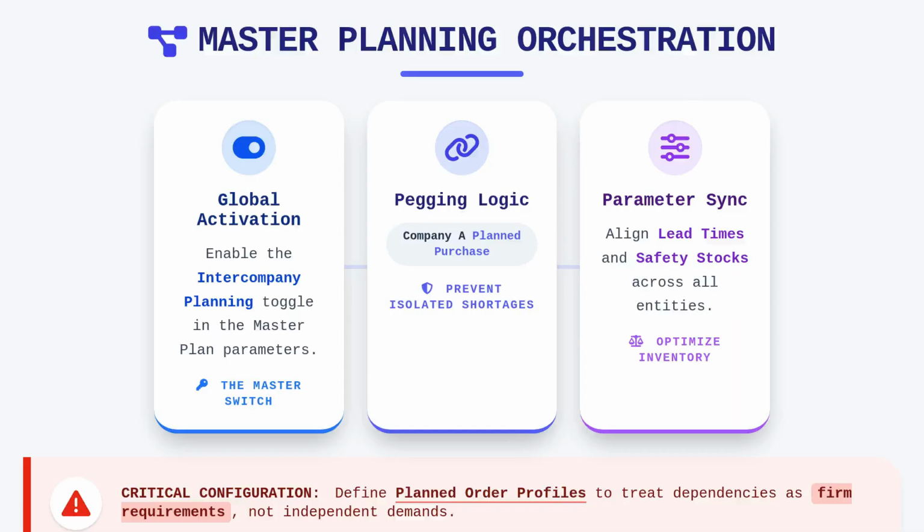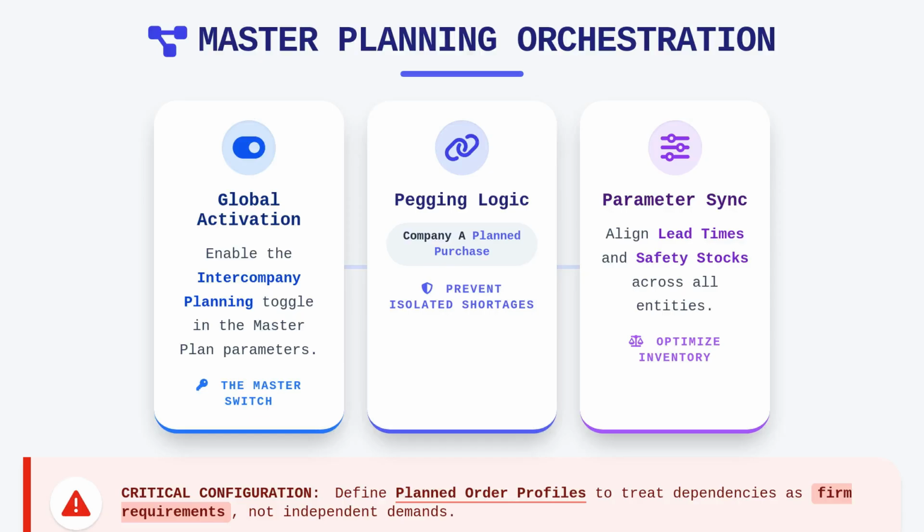Once the basic trade relationships are established, we turn our attention to the specific master planning attributes that drive the orchestration. The master planning setup requires you to indicate whether a company should participate in intercompany planning, which is a global toggle within the master plan parameters. Downstream and upstream pegging is where the complexity truly manifests, as the system must relate a planned purchase order in Company A to a planned sales order in Company B.